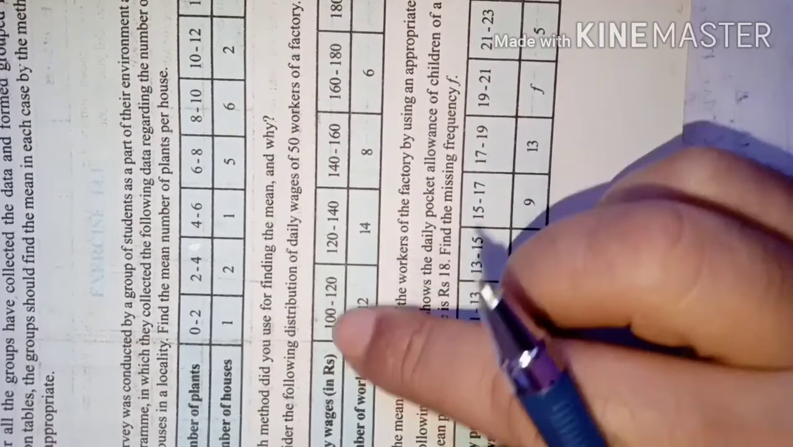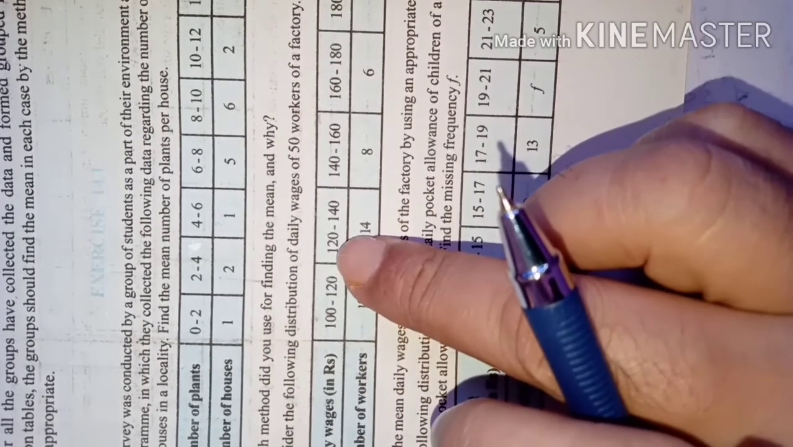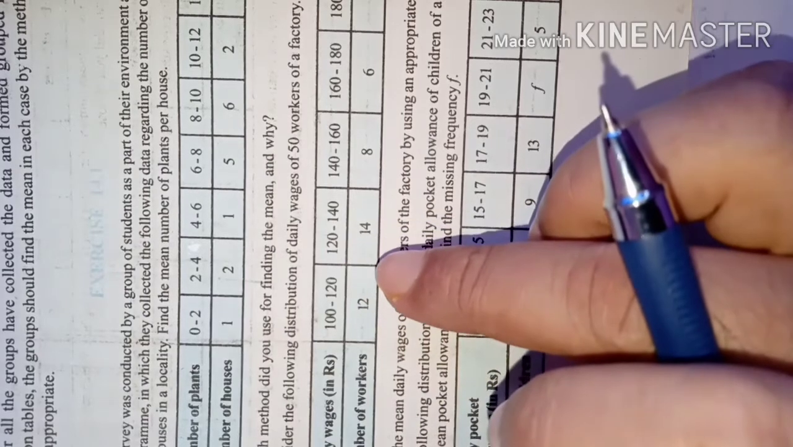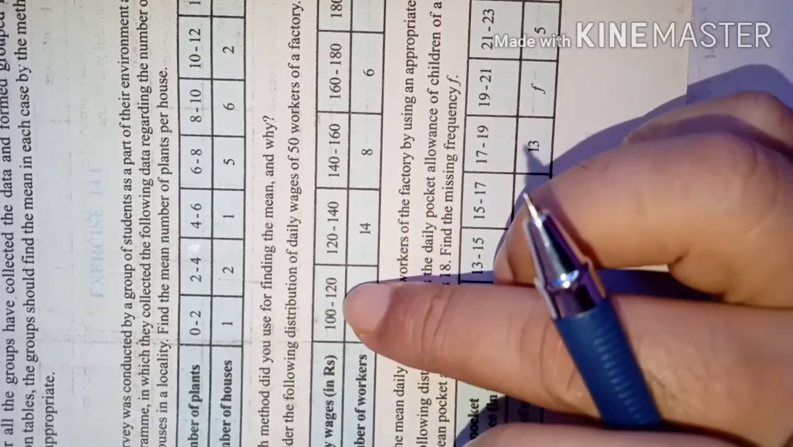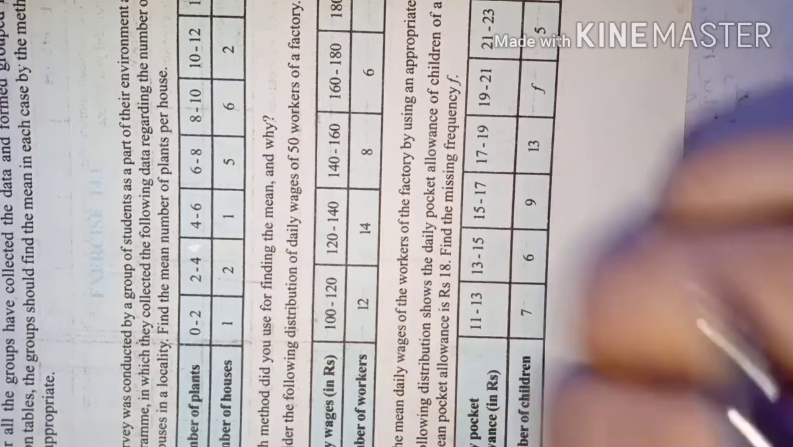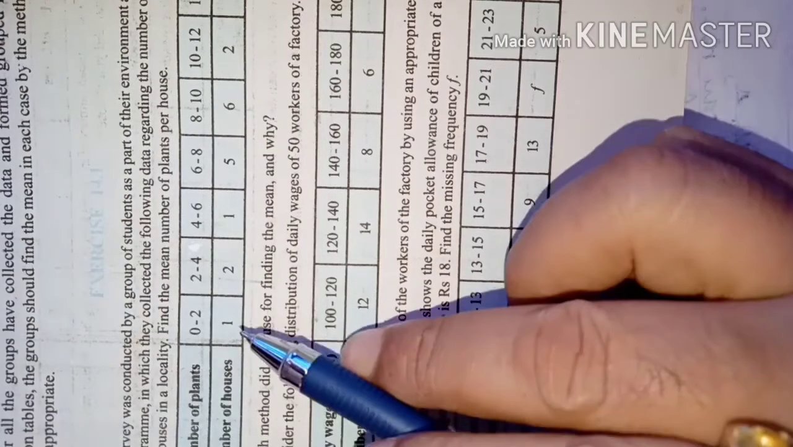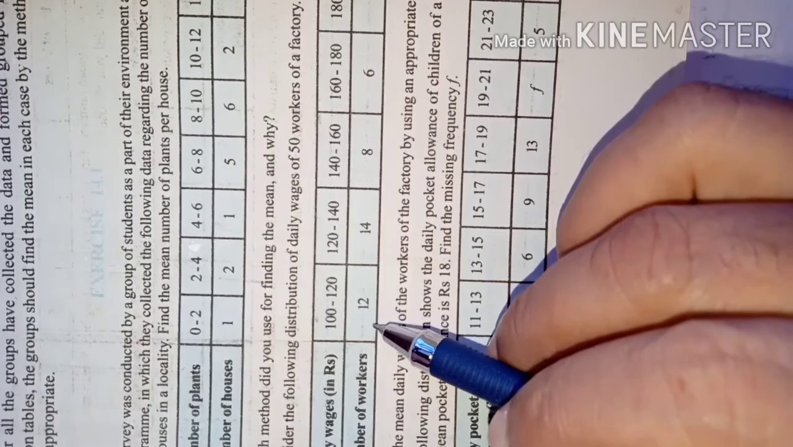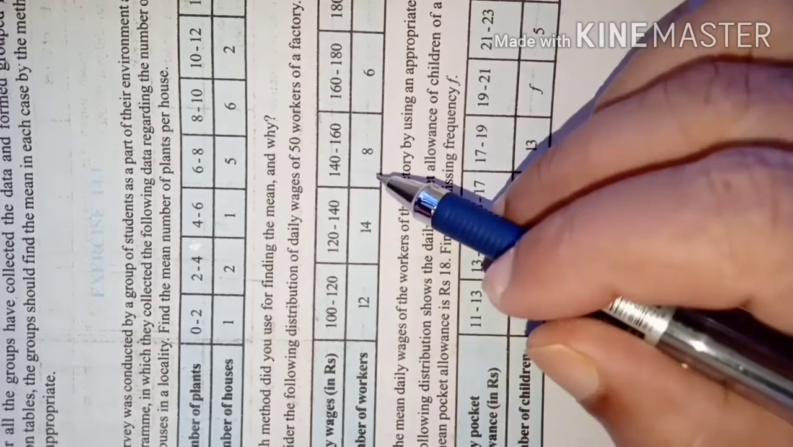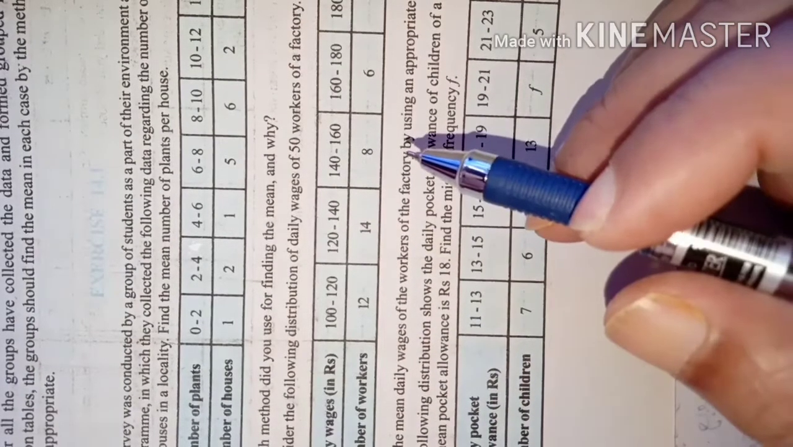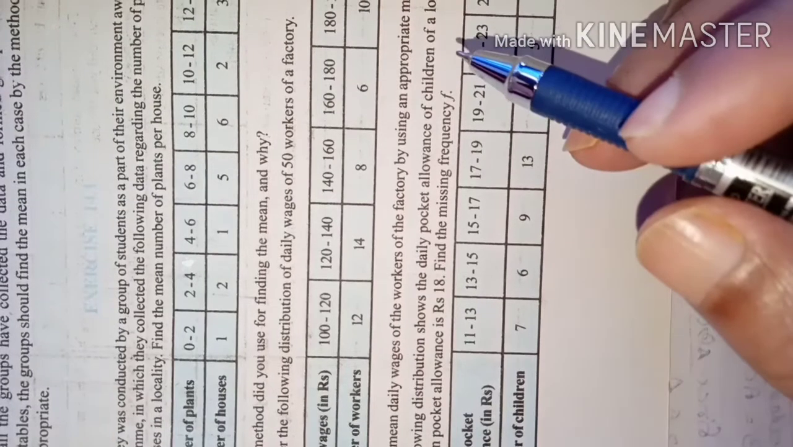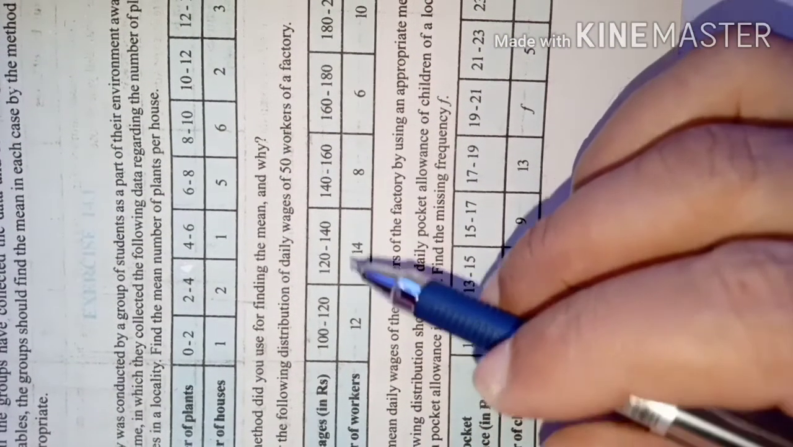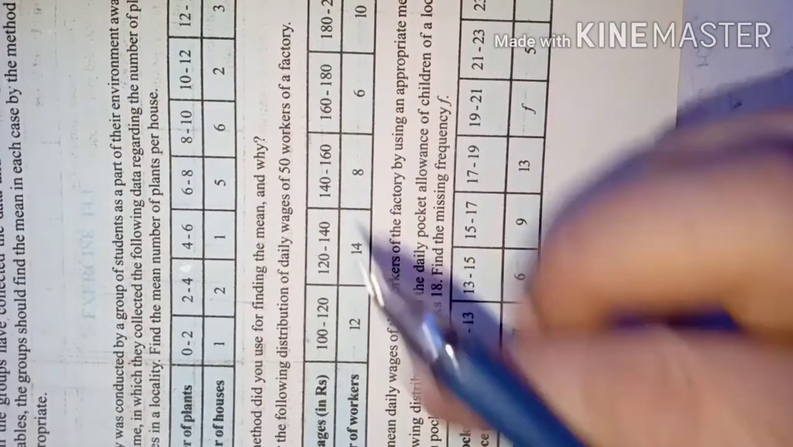If the mid values are large numbers, then what method can we adopt? The assumed mean method or the step deviation method. That is good. It is not that only those two can be used; you can also use the direct method by finding the mid values and multiplying them with the frequencies. These are the frequencies, the number of workers. But if you use the assumed mean method or step deviation method, the calculations will be small, not very large. That's why just see how to solve it.